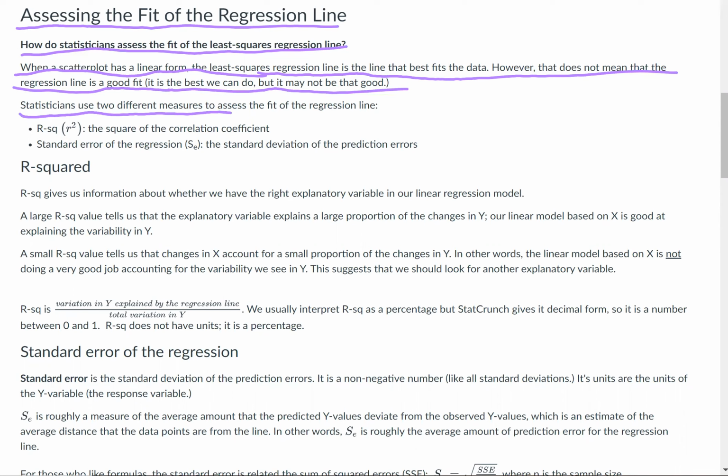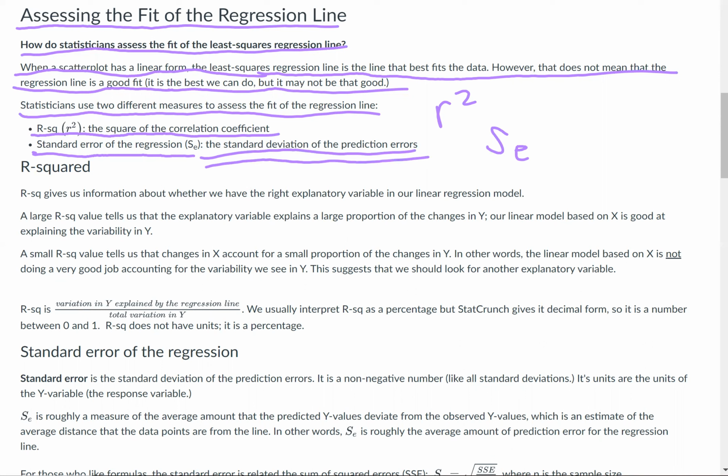Statisticians use two different measures to assess the fit of the regression line. First, R squared, the square of the correlation coefficient, or they use standard error of the regression. We use S with a little e for standard error, and R squared for the square of the correlation coefficient. The S with the little subscript e, the standard error of regression, is the standard deviation of the predicted errors.